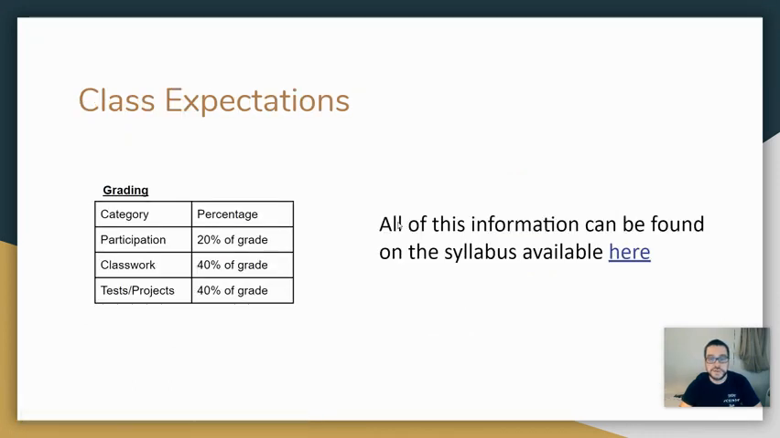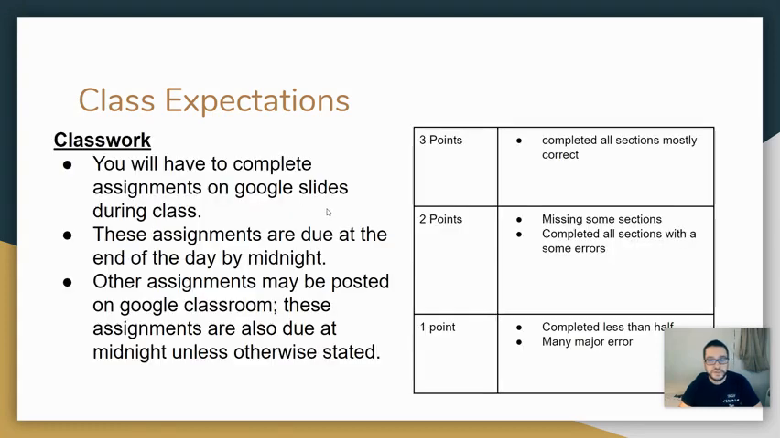My class expectations, all of this information can be found on the syllabus, but I want to briefly go over each of these. For the categories, participation is 20% of the grade, classwork's 40%, and tests and projects are another 40%. So for classwork, each day students are assigned slides. They open them through their Google Classroom page. When they're working on their slides, I can observe them and add comments and see if they're on task or if they need help. At the end of the day, at midnight, they turn those slides in, unless I tell them otherwise, unless we need to come back to it another day.